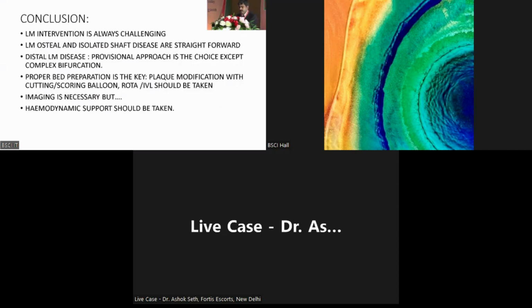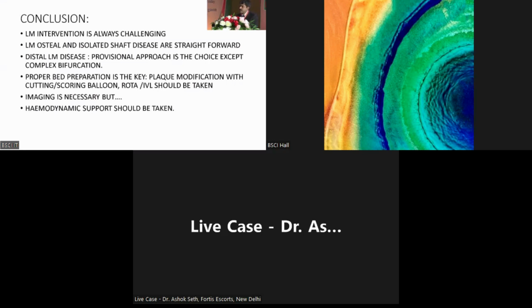Left main ostial and isolated shaft disease are straightforward. It is not basically any problem. You can do these cases straightforwardly with the help of imaging. But for distal left main bifurcation, the provisional approach should be the choice, except in complex bifurcations where there is every chance that you can lose the side branch, and side branch wiring and stenting is very difficult. Then you have to fix the side branch first. So this is very important in case of doing left main bifurcation.